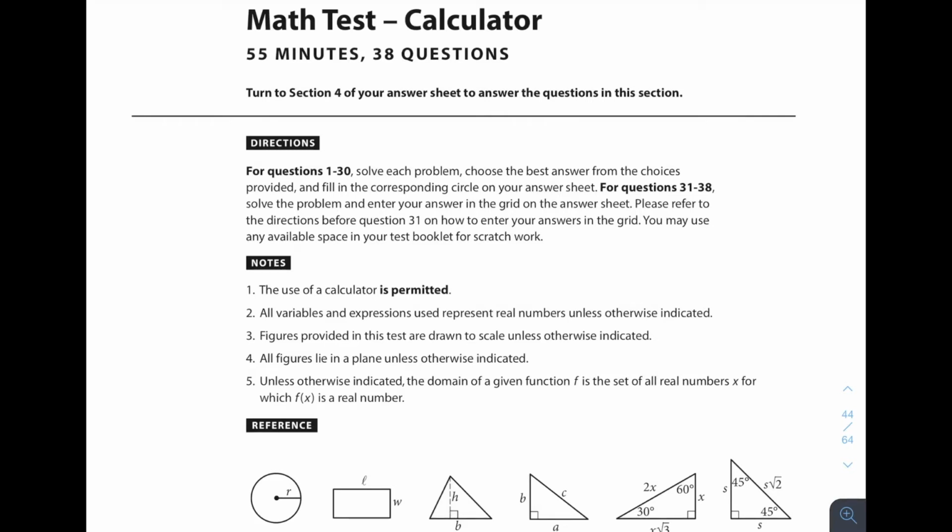Today we're going to be going through CollegeBoard's Practice Test 1 Math Calculator section. Let's get started.